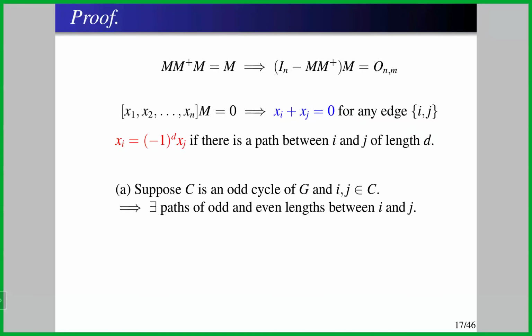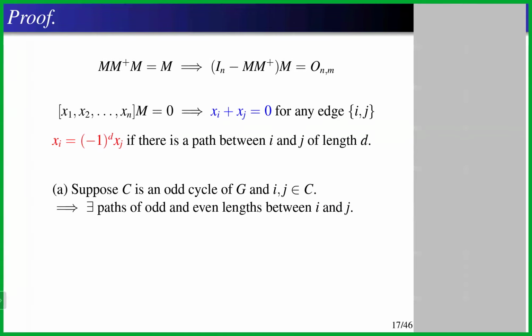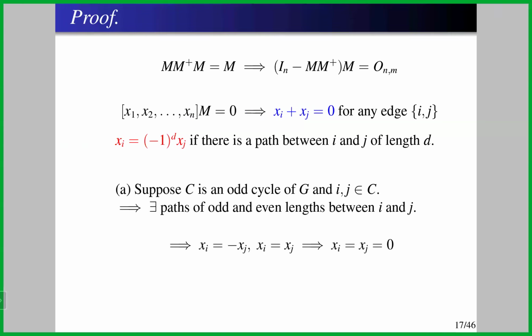First case is that we have a cycle. If there is an odd cycle, I'm calling that odd cycle C, and take 2 vertices i and j on that cycle. Since this is an odd cycle and vertices i and j are on the cycle, there exist paths of odd length and even length between i and j, which means xi equals negative xj if you look at the odd path between xi and xj, and xi equals xj if you look at the even path between xi and xj.